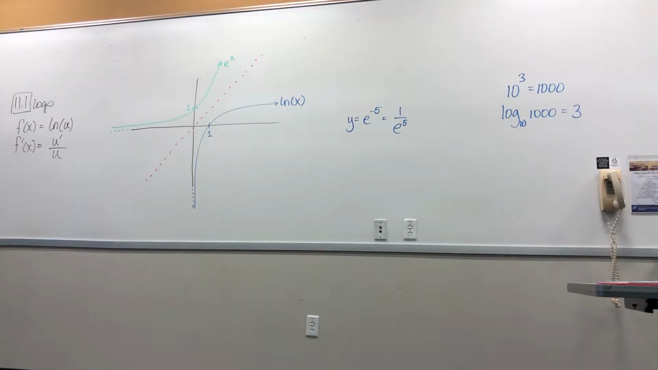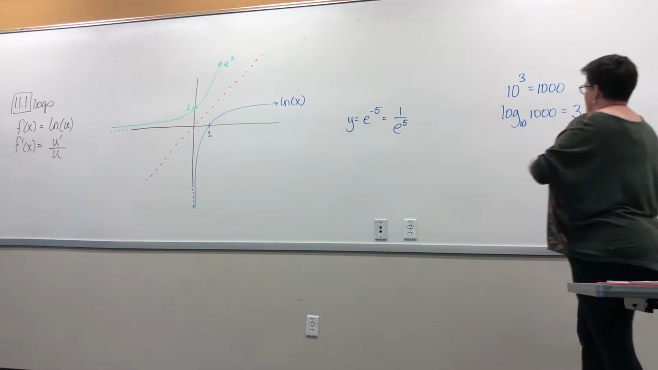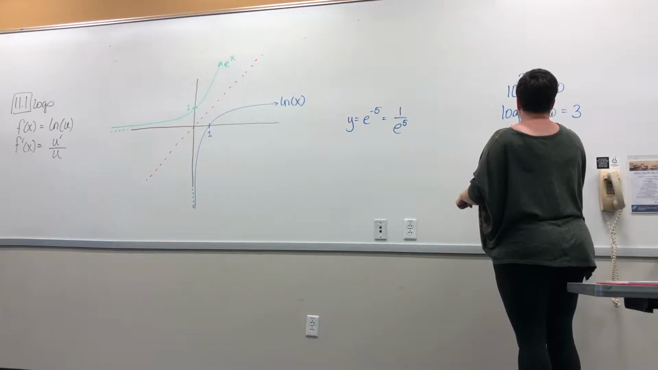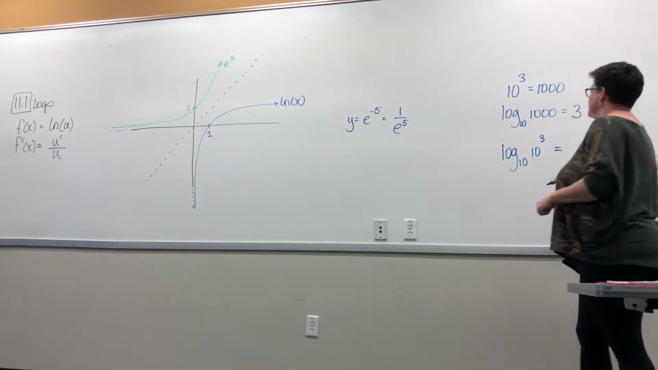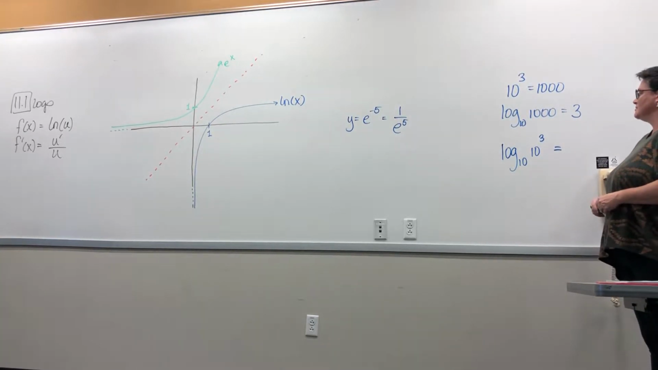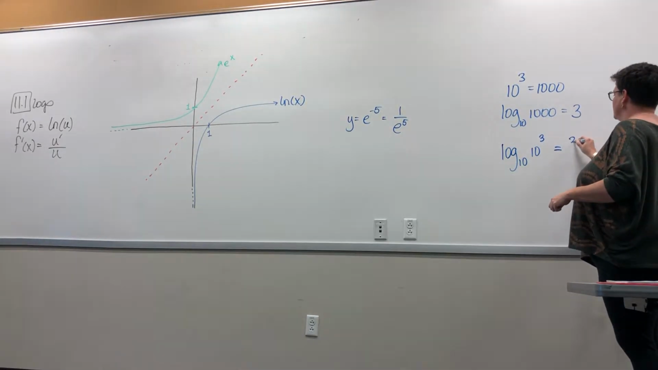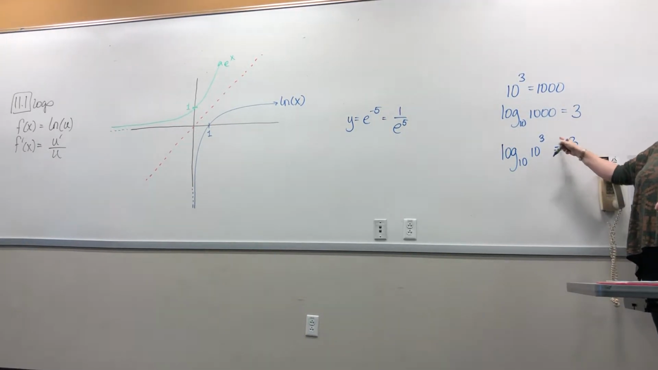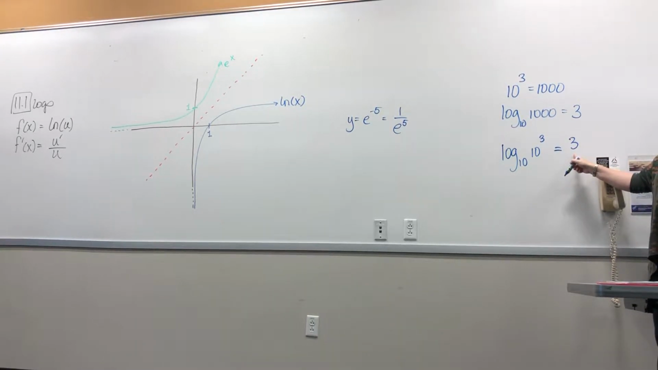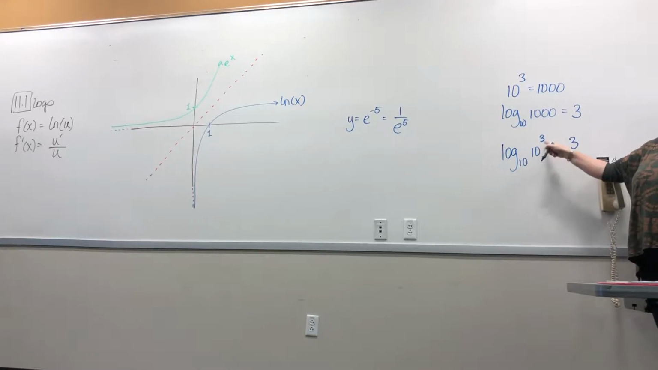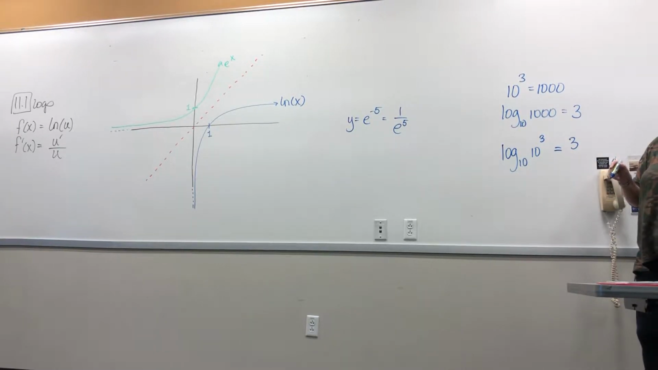So what if I said log base 10 of 10 cubed? What would the answer be? You don't need a calculator for this, just common sense. Yeah, it would be 3. So when the bases are the same, the exponent is the answer. Are you guys with me? When the bases are the same, the exponent is the answer.